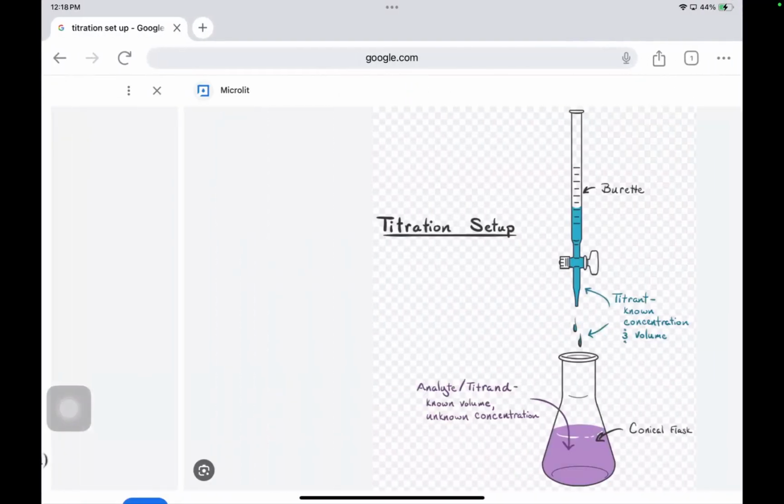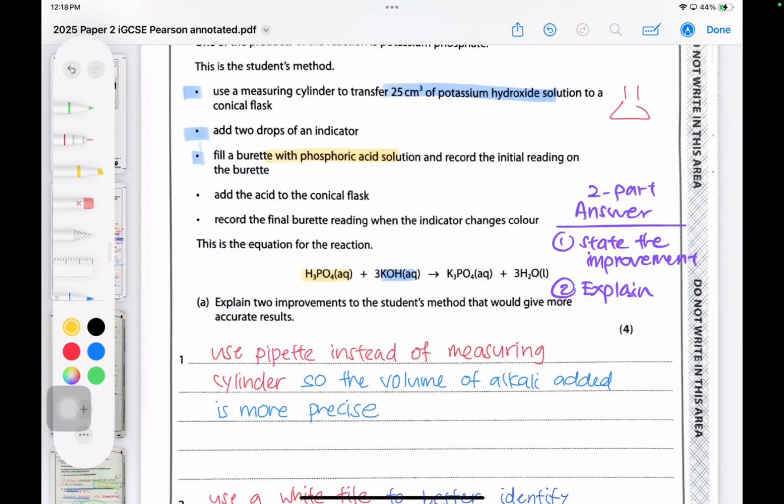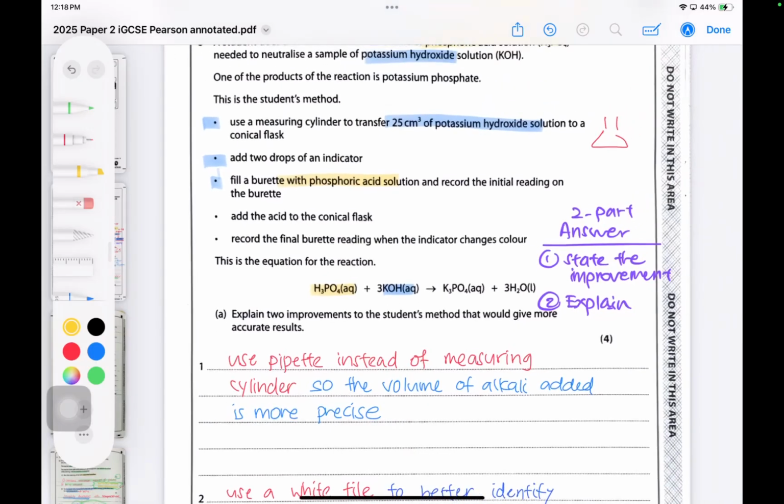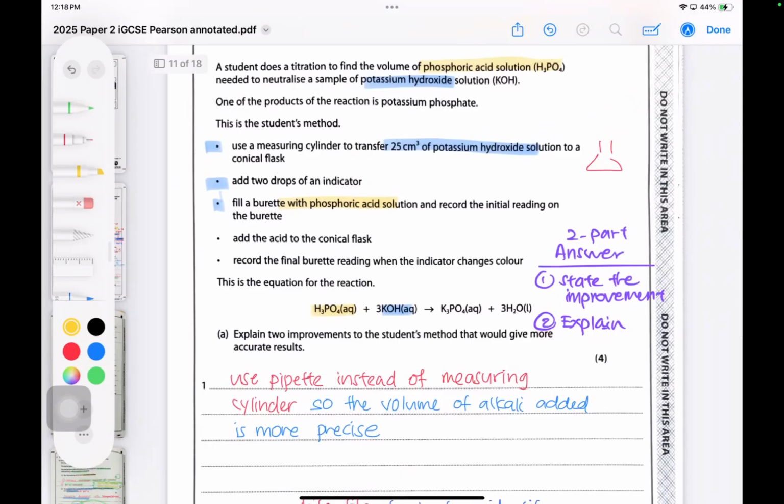Okay, and with that they give you an equation, because you are dealing with an acid that is not really in the syllabus, which is phosphoric acid. So they give you the balanced equation. And the first question they ask is to suggest 2 improvements to the student method that will give more accurate results. So you're trying to wear your detective glasses here and try to be more precise, more accurate here. What can you do instead? So you're trying to find fault in the student method and try to make it more precise.